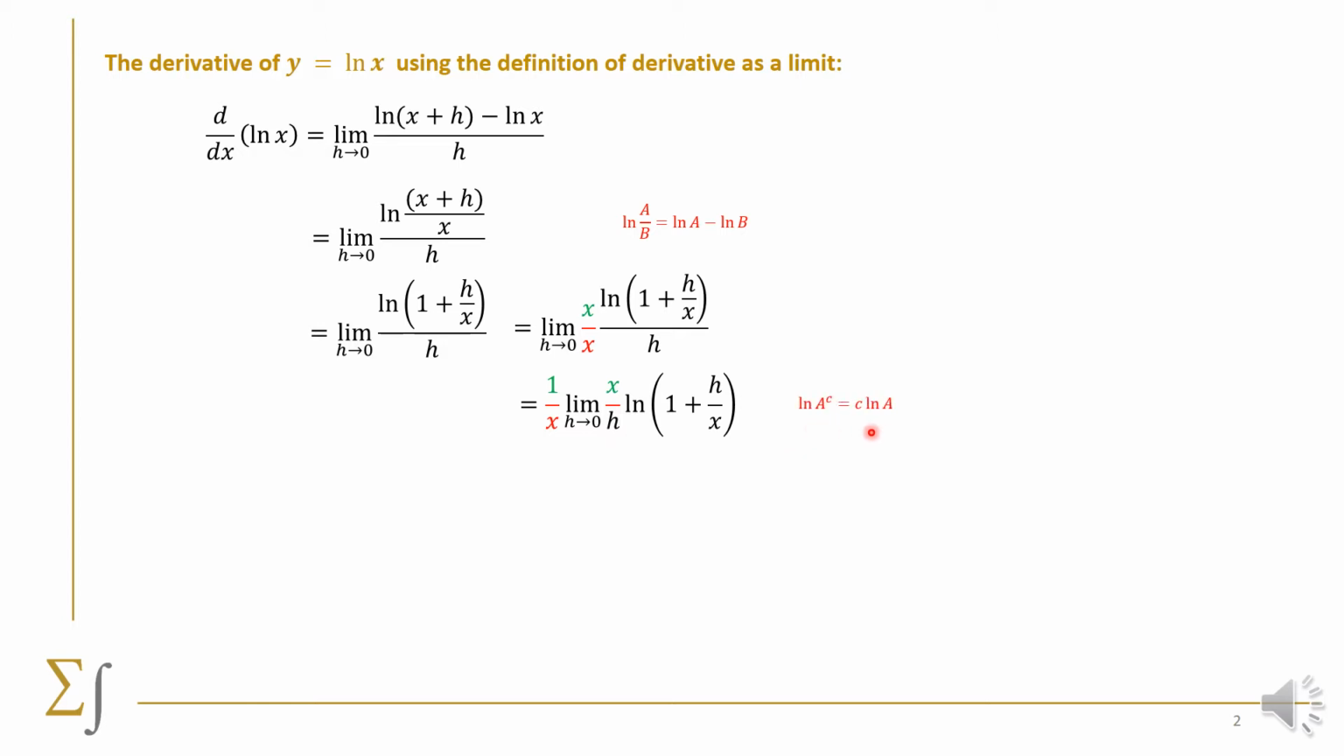Now we will use this property: C times ln A is equal to ln A to the power C. This is our C, and here is A. So now we have 1 over x outside, the limit as h goes to 0 of ln, and we took the x over h and here we put it in the exponent. Now for x greater than 0, we can say instead of h, we can put h over x.